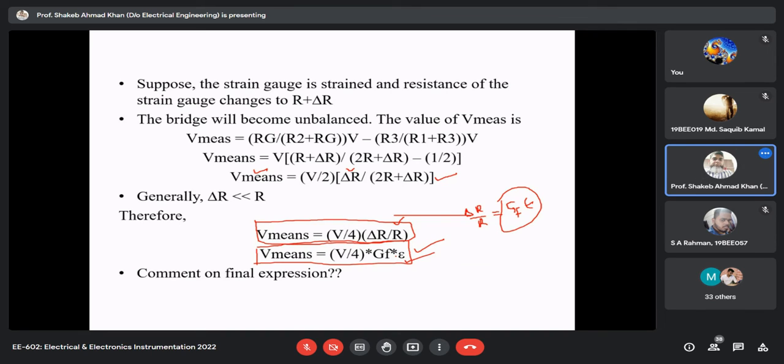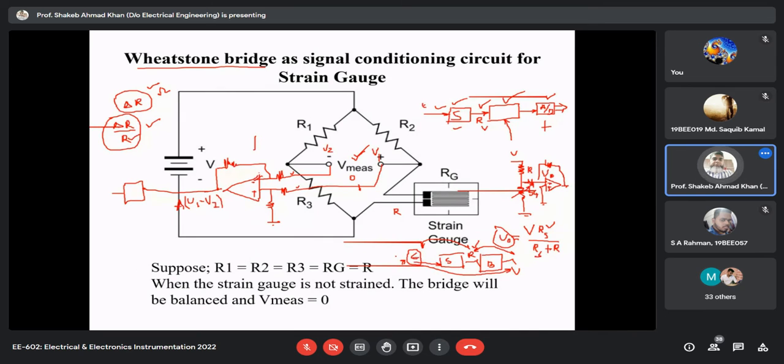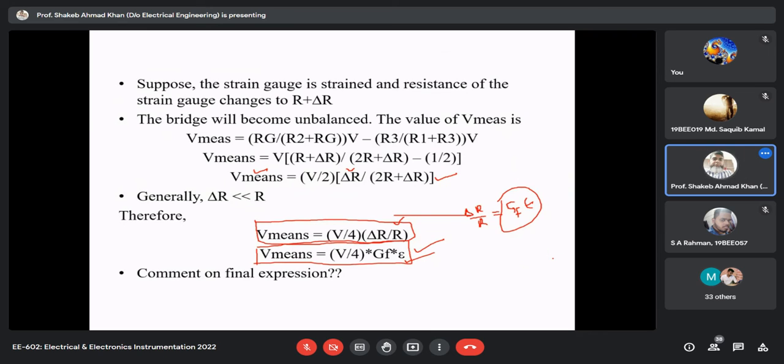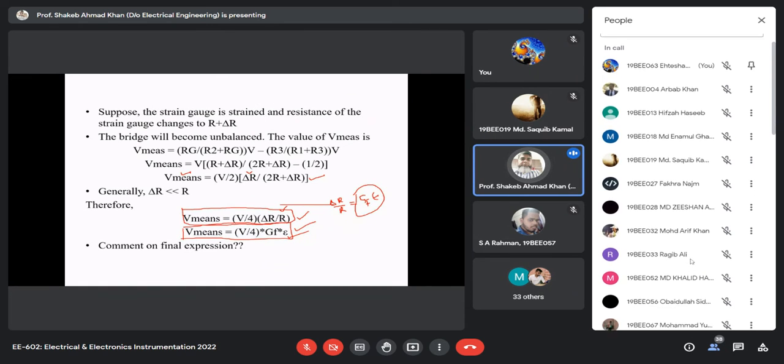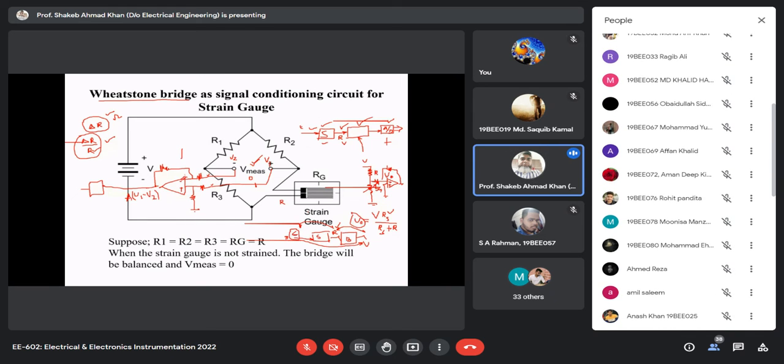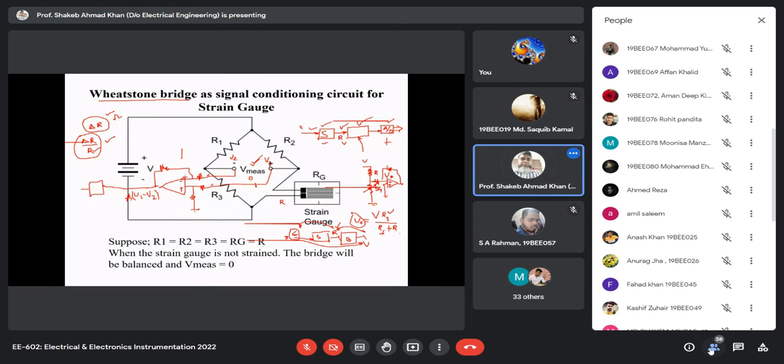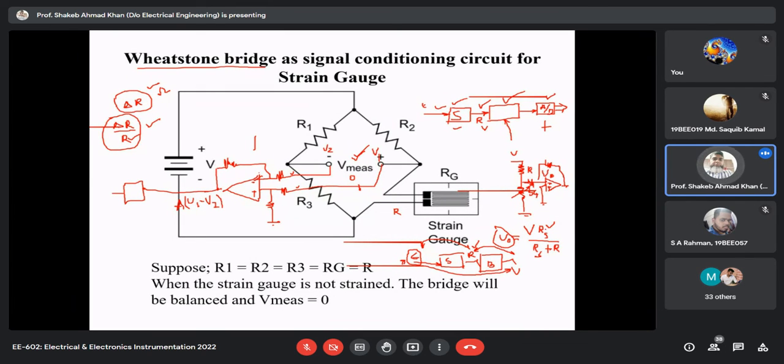Now I'll compare. You got an expression for the voltage divider and this particular expression I'm talking about is for the Wheatstone bridge. In the voltage divider case, even if your strain is zero, your output is not zero. Suppose this is a 100 ohm strain gauge resistance in relaxed form, and this is another 100 ohm, and this is 5 volt. Obviously 2.5 volt will appear here as the output when strain is zero.